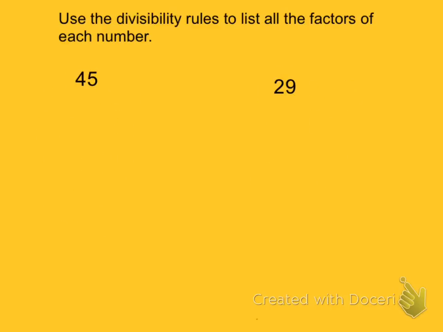Last two we're going to try. Again, if you want to do them yourself, pause the video and then come back. 45, we're going to start with 1 times 45. It is not an even number, so 2 does not work. The rule for 3, 4 plus 5 equals 9. Is 9 divisible by 3? Yep. 3 times 15. 4, nope, can't divide it by 2 twice. It ends in a 5, so we know 5 works. 5 times 9.